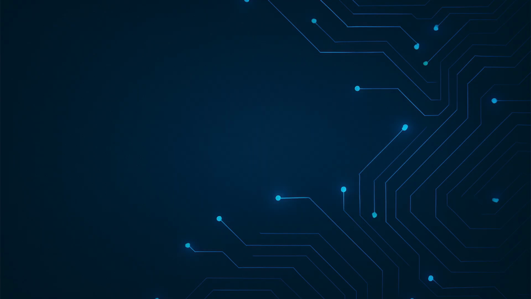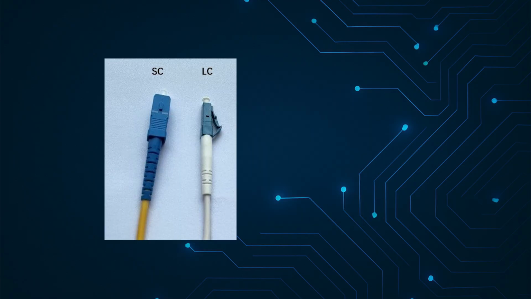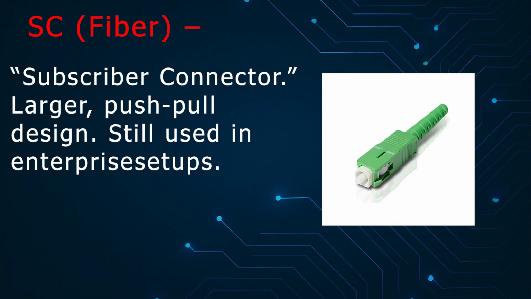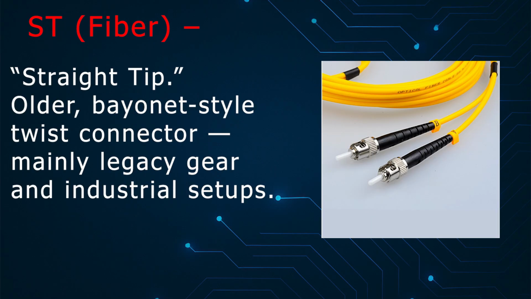For fiber connections, we have the LC, SC, and ST. The LC stands for Lucent Connector. It's a small form factor, easy to use, and popular in modern fiber networks and patch panels. SC stands for Subscriber Connector. It's larger, push-pull design, still used in enterprise setups. And finally, we have the ST, which stands for the Straight Tip. Older, bayonet-style twist connector, mainly legacy gear and industrial setups.